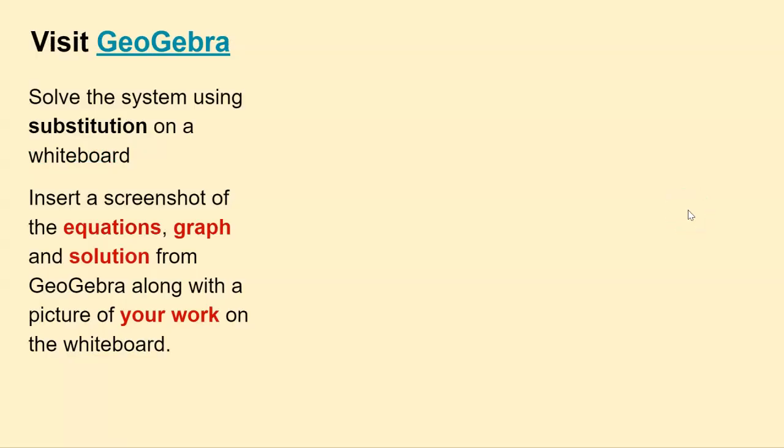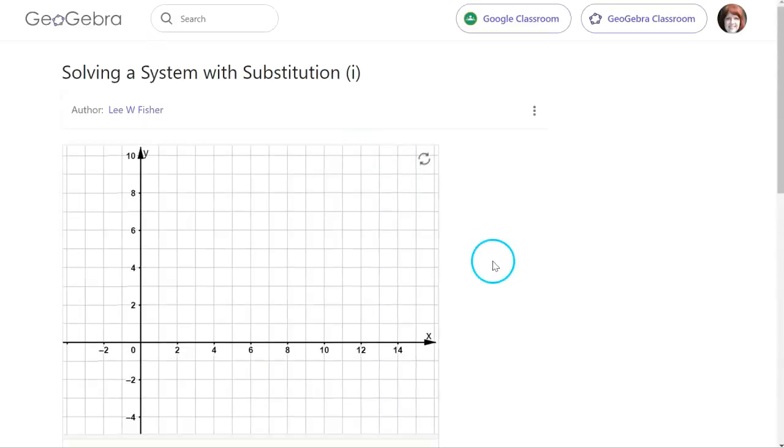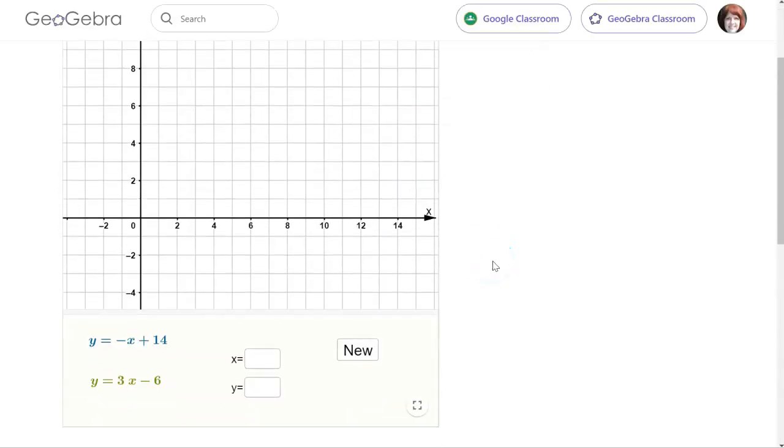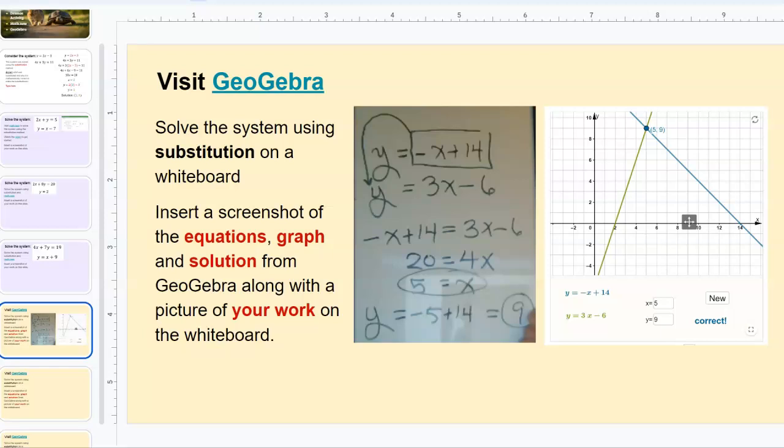The last part of this activity or this lesson is to visit GeoGebra and solve a system on a whiteboard. So when you click here, it's going to take you out to a blank graph, and underneath the graph are two equations, and they're going to solve using substitution. So I will solve this system and show you what the work and the screenshot would look like for your students. And so this is what it would look like on your students' slides.